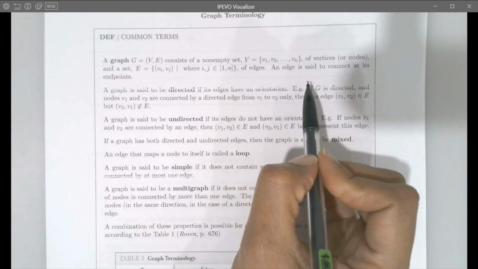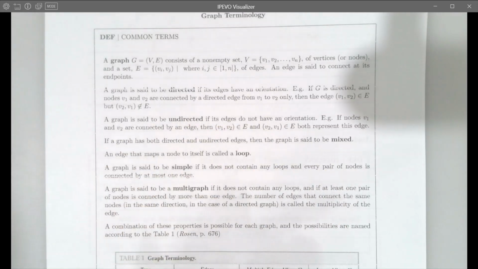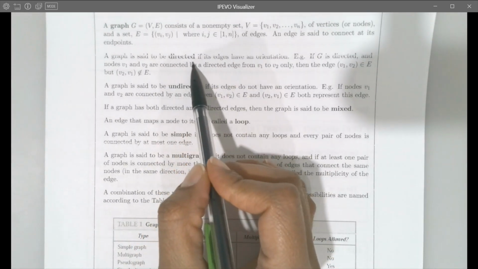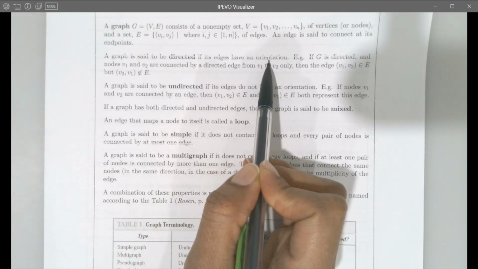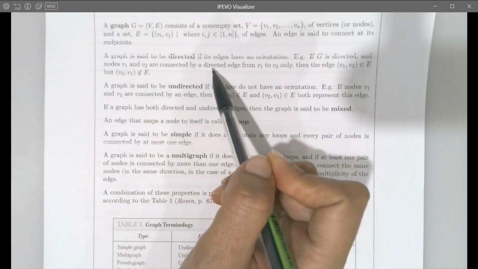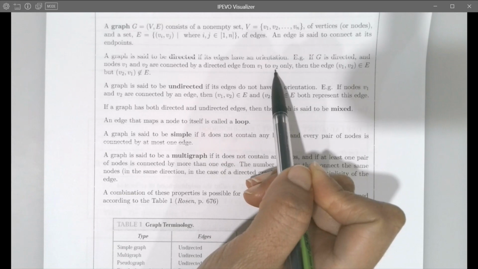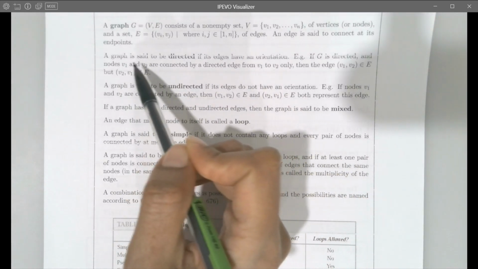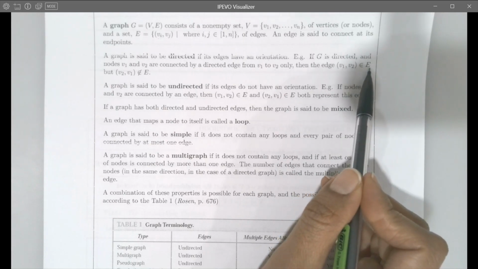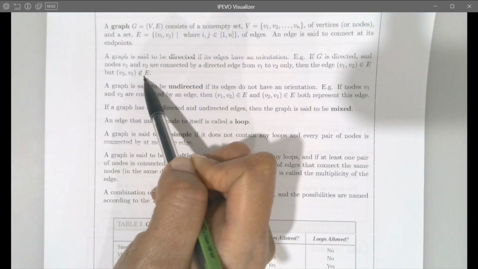We say that an edge is connected at its endpoints, by means of vertices. Now, a graph can either be directed or undirected. It's going to be directed if its edges have an orientation. For instance, let's say that we have nodes V1 and V2 that are connected by a directed edge that leaves V1 and goes into V2, and that's the only edge connecting the two nodes. Then we say that the edge (V1, V2) is part of the set E, but (V2, V1) is not part of the set of edges.